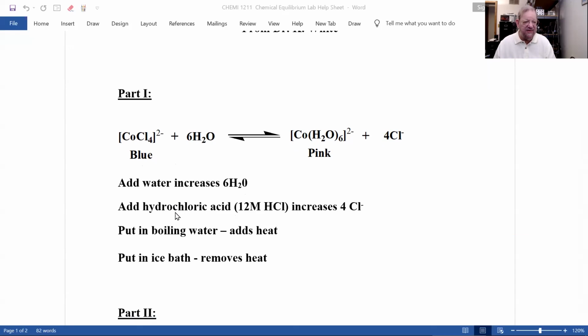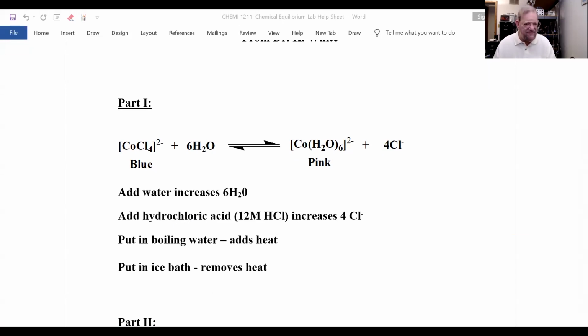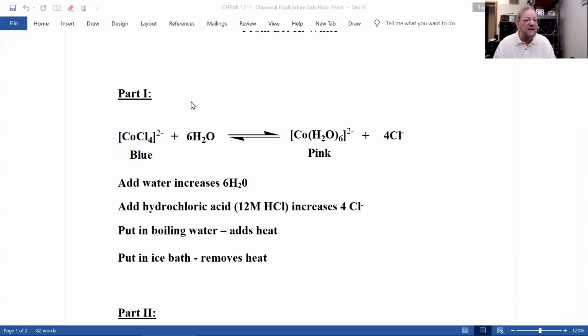Okay, in this video, we're going to look at an important part of chemistry called Le Chatelier's principle. And this is all about reversible reactions.